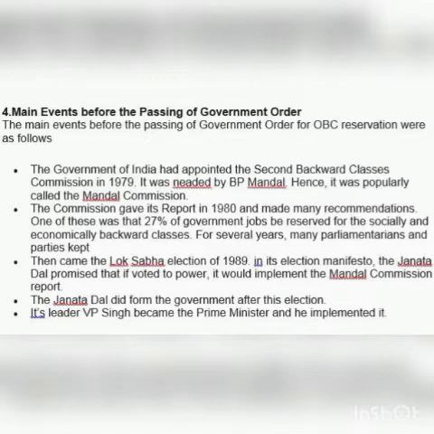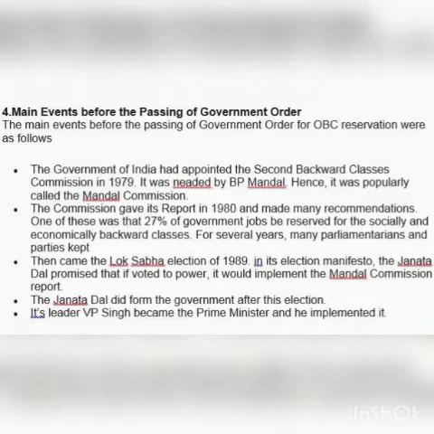Main events before the passing of the government order. The main events before the passing of the government order for OBC reservations were as follows. The Government of India had appointed the Second Backward Classes Commission in 1979. It was headed by B.P. Mandal, hence it was popularly called the Mandal Commission. The commission gave its report in 1980 and made many recommendations. One of these was that 27% of government jobs be reserved for the socially and educationally backward classes.